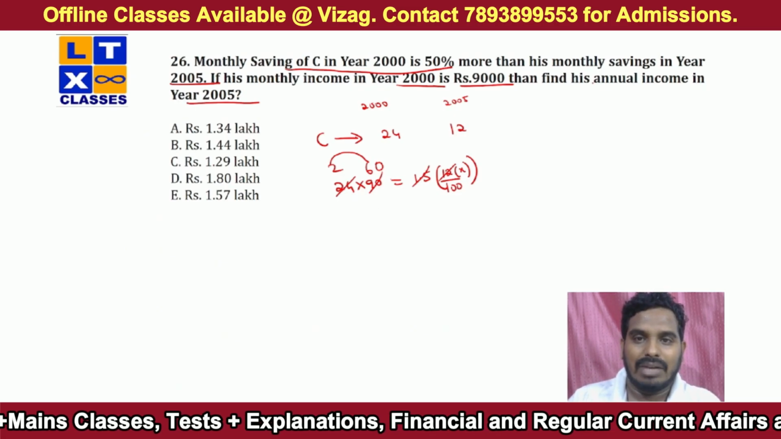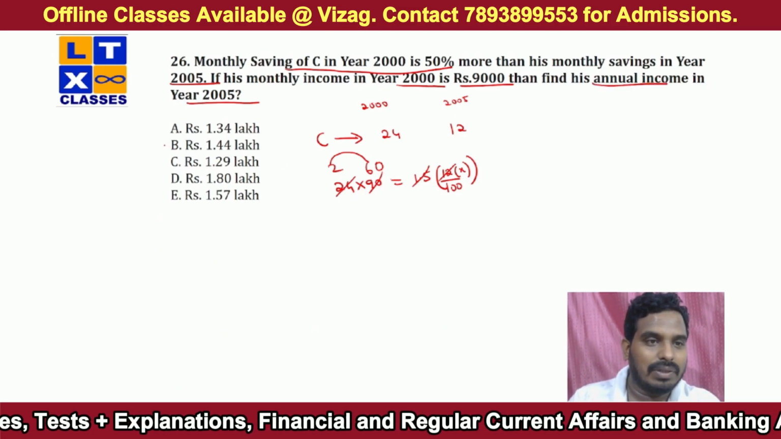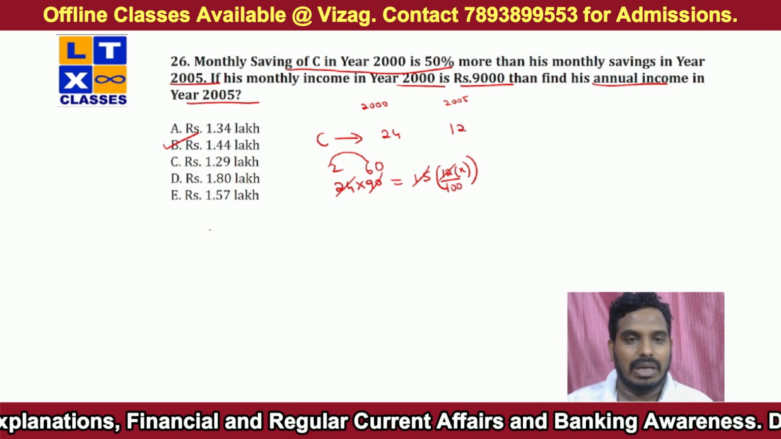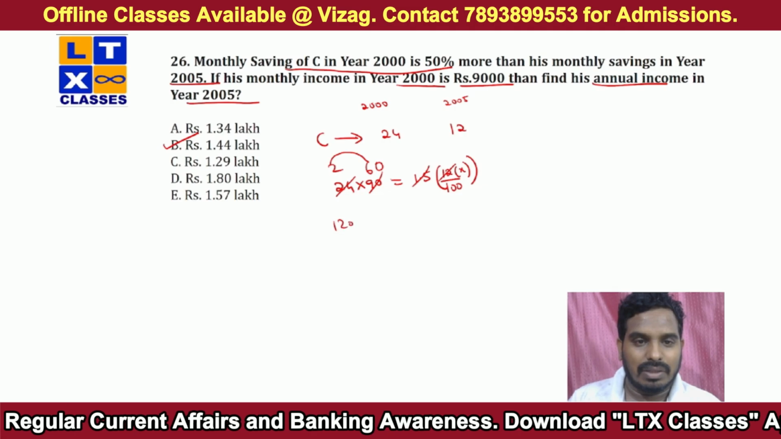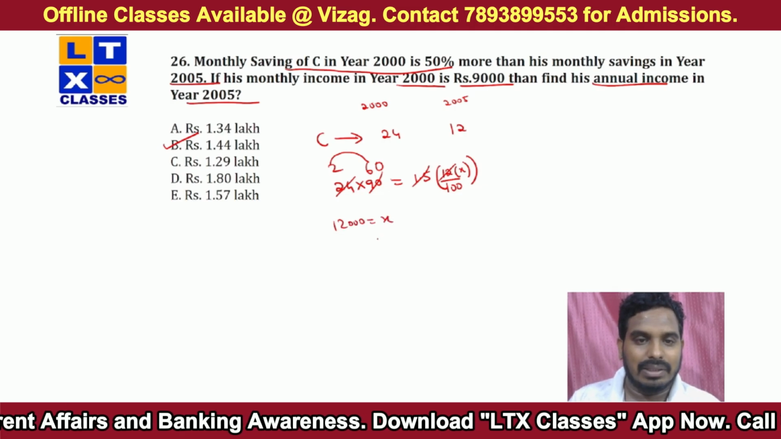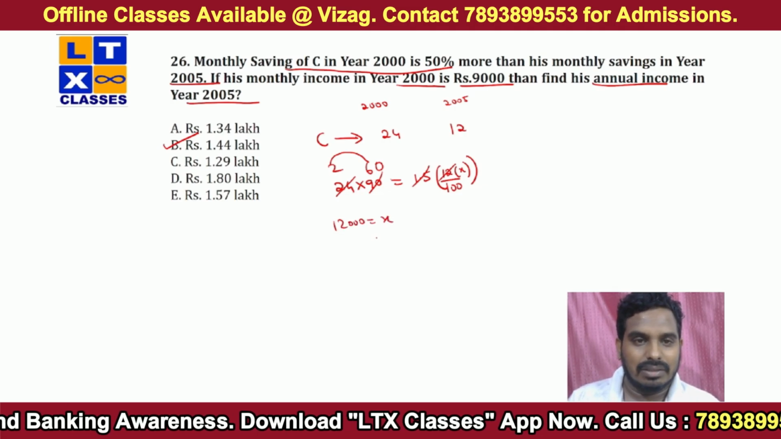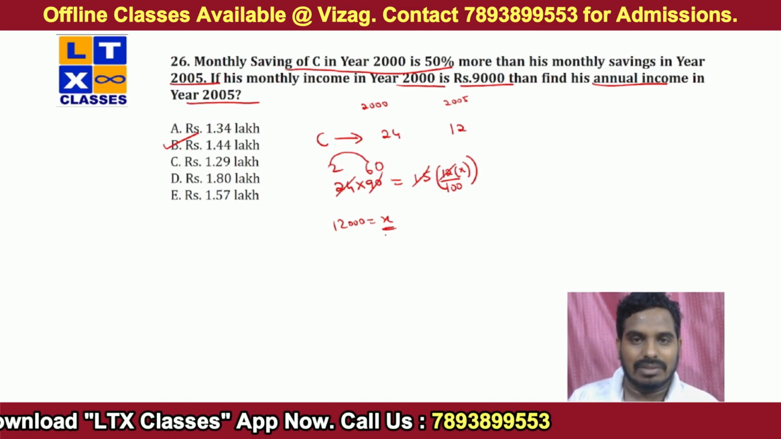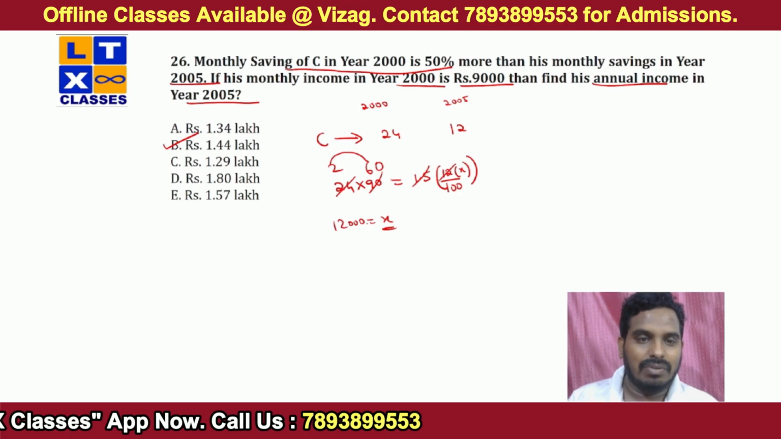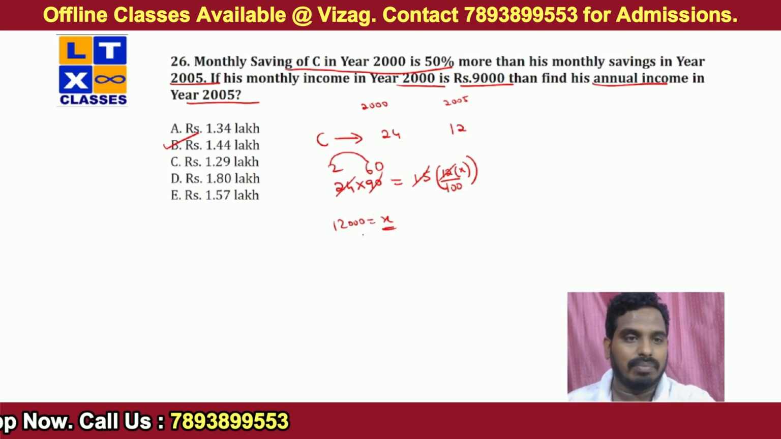Now I want the annual income. Then it would be 12 into 12, 1.44 lakh. See, if you solve this, that would be equal to 12,000, which is the monthly income of X. C in the year 2005, which is the value of X. Now you're asked to calculate the annual income, which would be 12 into 12, 1.44 lakh.